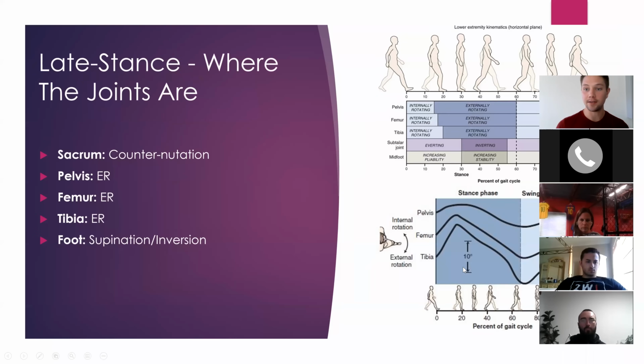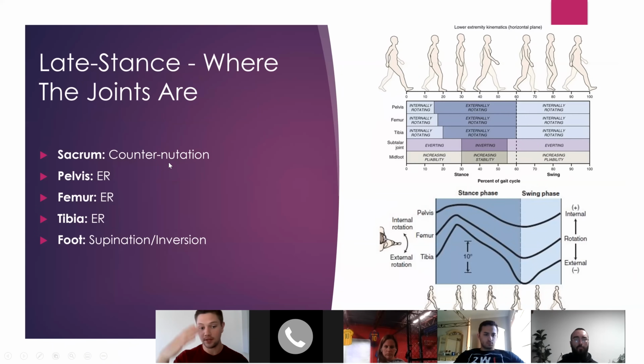So that's why the joint actions, if you were to take a snapshot at late stance, we went from ER to IR, now we're back to ER. We're at counter nutation, external rotation of the pelvis, external rotation of the femur, feeding down, down, down into the foot, which is now supinating again. You guys can see that happen right here. After about 20%, we start to move back towards external rotation. You guys can see that happen here.